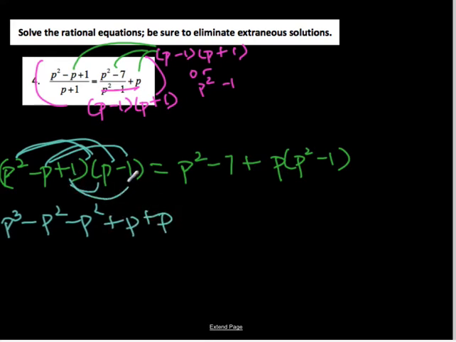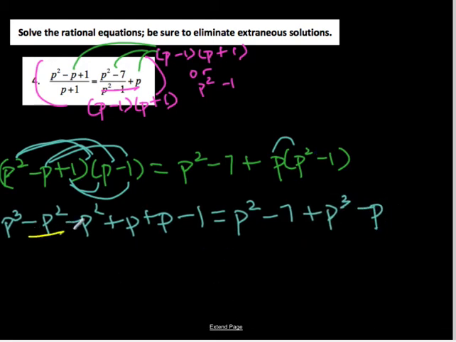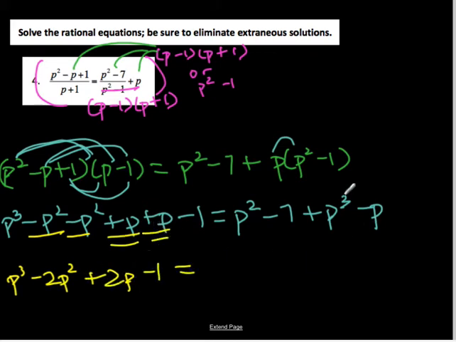Just doing this process of distributing. Okay, and so I have on the right hand side p squared minus 7, distribute again, so plus p to the third minus p. Combine my like terms. I have a negative p squared, so I would have p to the third minus 2p squared. P plus p is 2p minus 1 will equal, and I'm going to write the right hand side in standard form. So p to the third plus p squared minus p minus 7.